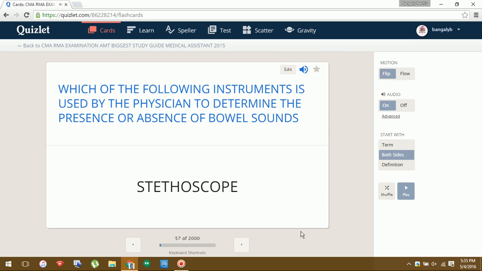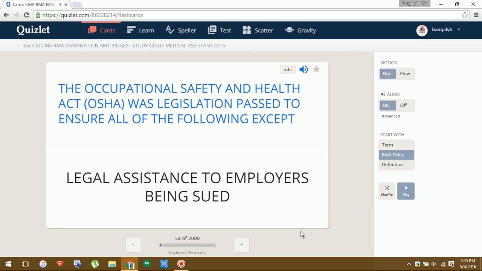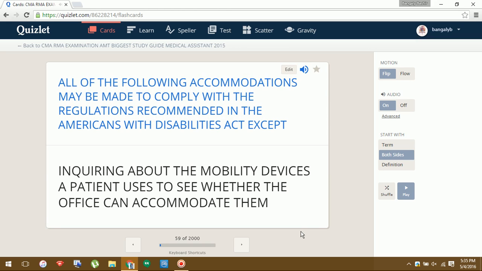Which of the following instruments is used by the physician to determine the presence or absence of bell sounds? Stethoscope. The Occupational Safety and Health Act was legislation passed to ensure all of the following except legal assistance to employers being sued. All of the following accommodations may be made to comply with the regulations recommended in the Americans with Disabilities Act except inquiring about the mobility devices a patient uses to see whether the office can accommodate them.